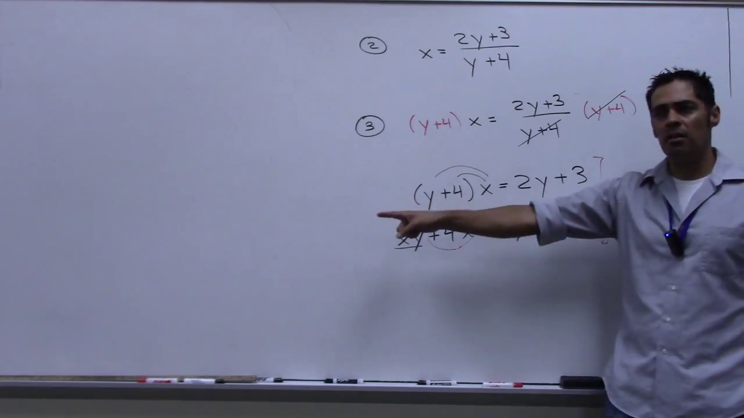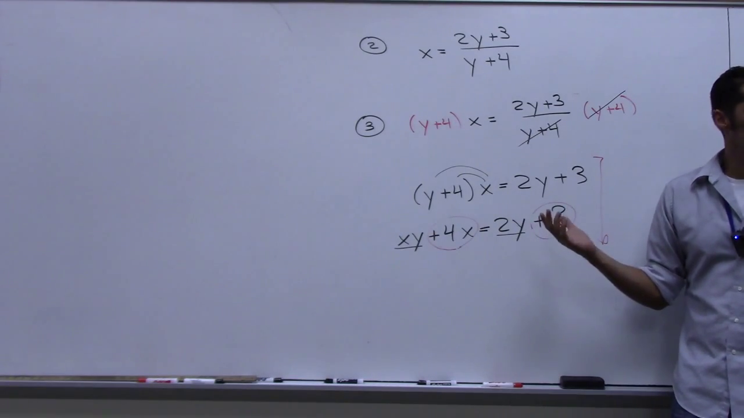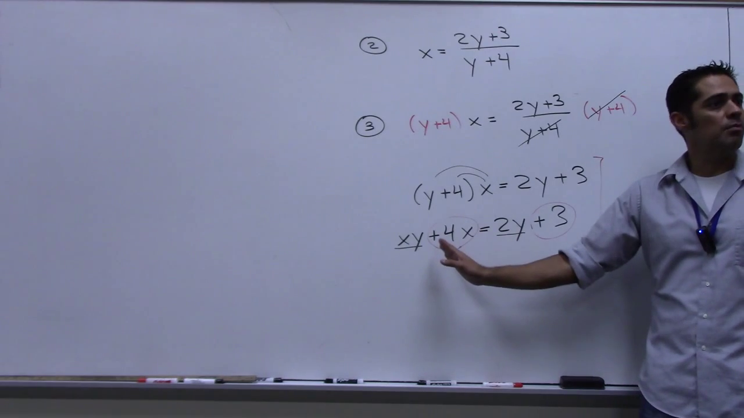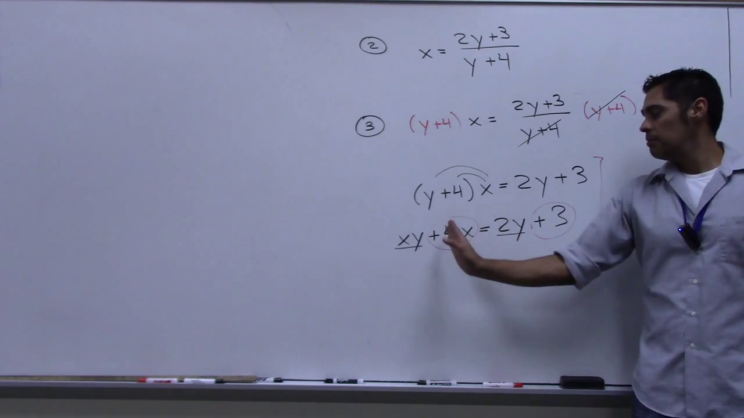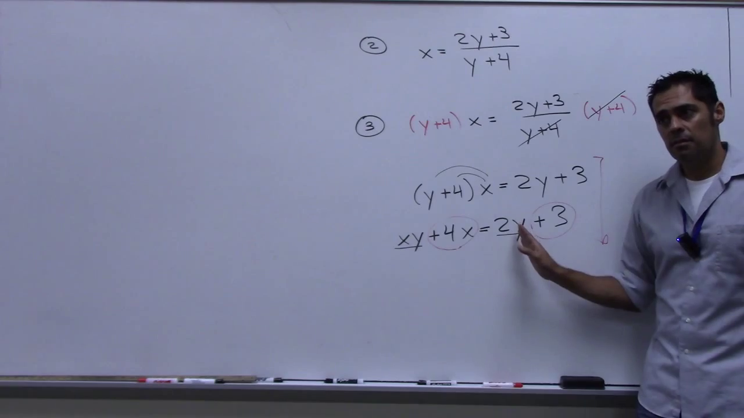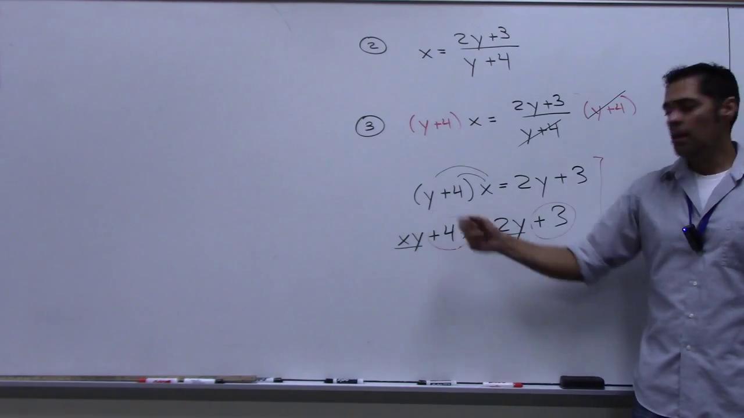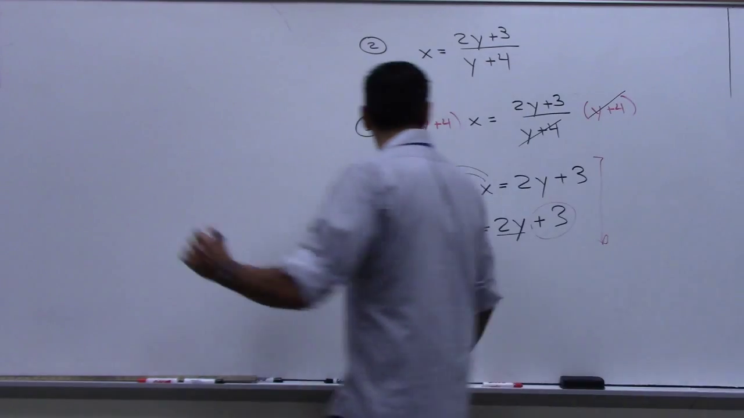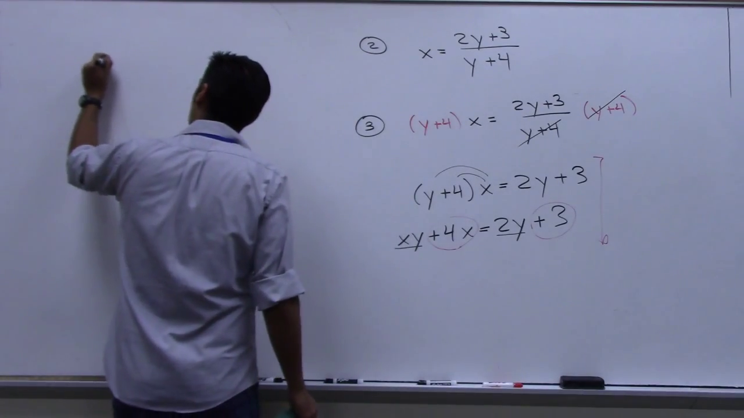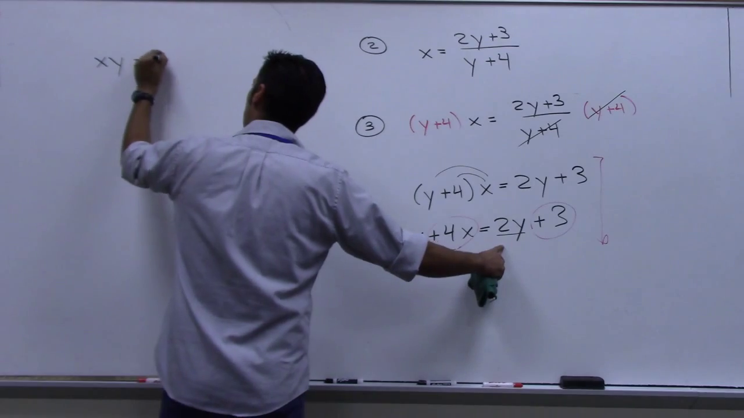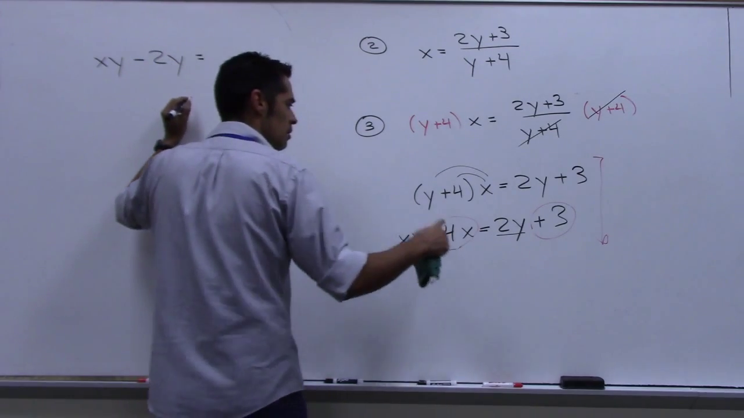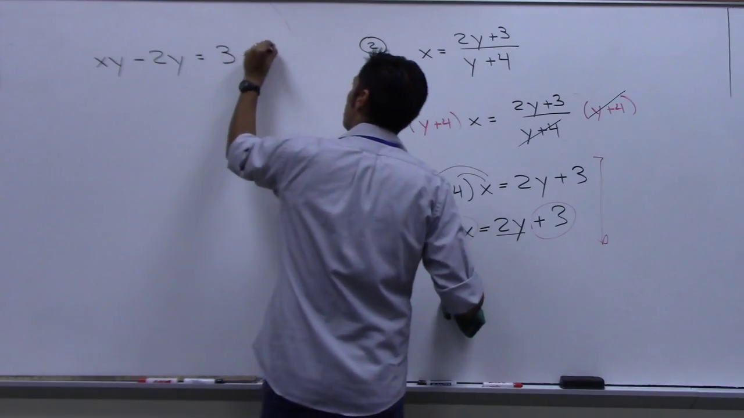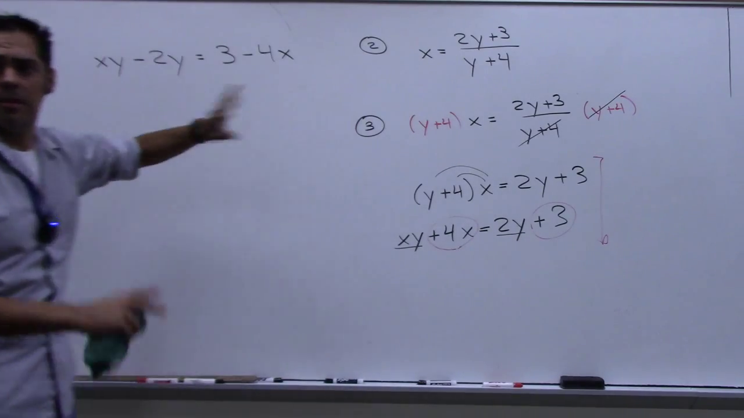Do you want the y's on the left or the right? It's up to you. The left? Okay, so I'm going to leave this one here. I'm going to bring the 2y that's over here to the left, so I subtract it, right? Minus 2y on that side. And then to move a 4x to the right side, I have to subtract it. So I will have xy on the left minus 2y equals the 3 that was over here, and then the minus 4x. You could have written that as negative 4x plus 3. It doesn't matter.